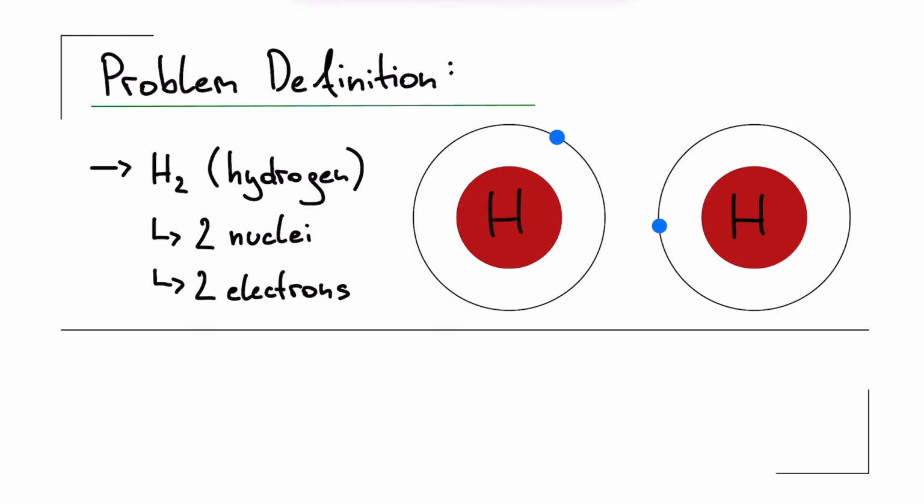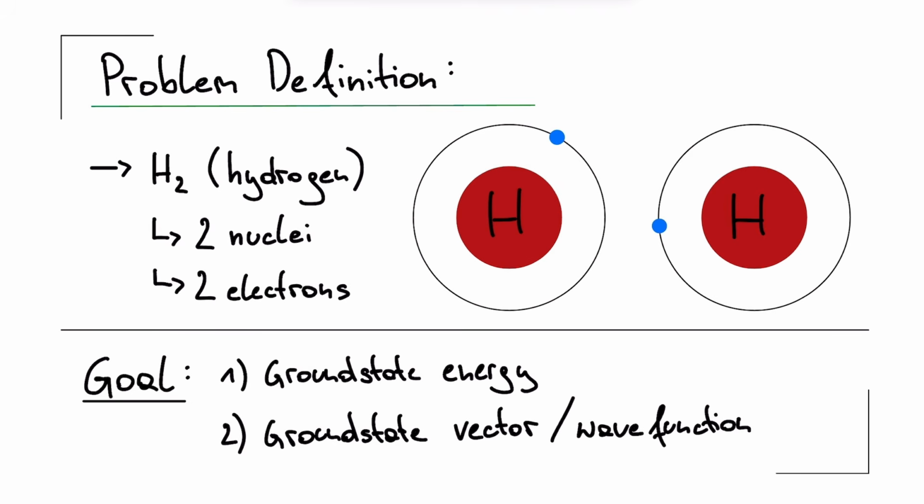We're working with the hydrogen molecule, H2, because it's one of the simplest molecules to understand and a great example for demonstrating quantum simulation. The H2 molecule consists of two hydrogen atoms that form a bond. Each hydrogen atom is made up of one nucleus and one electron. So in total, our system has two nuclei and two electrons. Our goal is to determine the ground state energy of this system and, more generally, its ground state wave function or state vector. That's ultimately what we're aiming to compute.